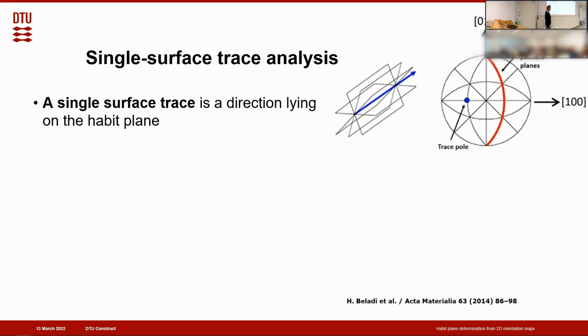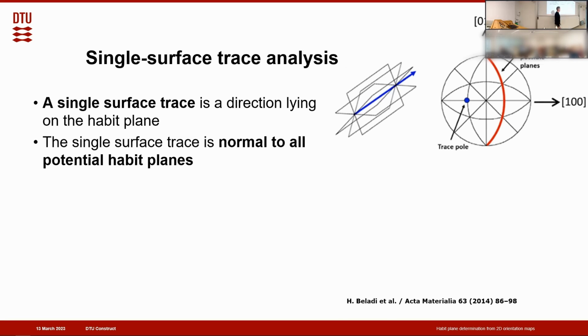So to show a little bit how a single surface trace analysis with transmission electron microscopy works, I have prepared this. If we have a single surface trace that we identified, here the blue arrow, we know that this trace is lying on the habit plane. So there's basically a big ring of potential habit planes this trace direction could be associated with. The trace is going to be normal to all those potential habit planes, but we don't really know what the actual habit plane is right now.